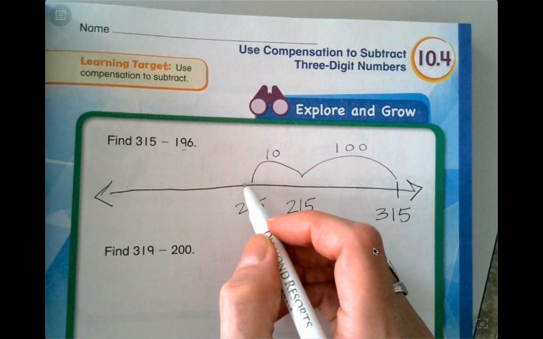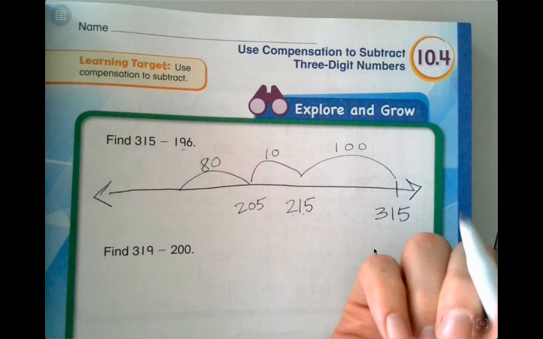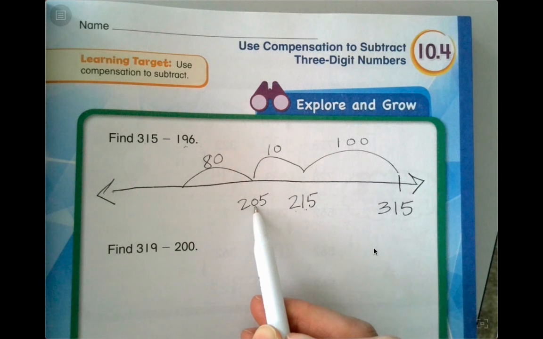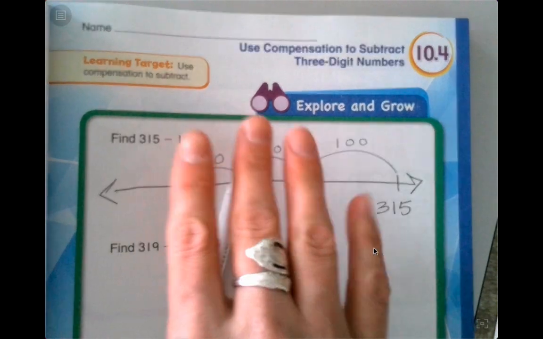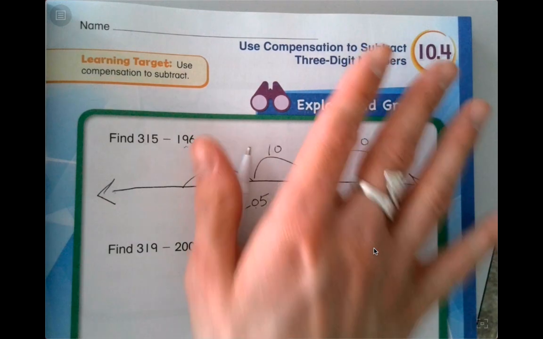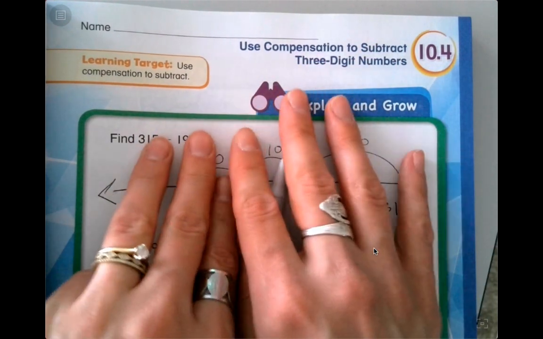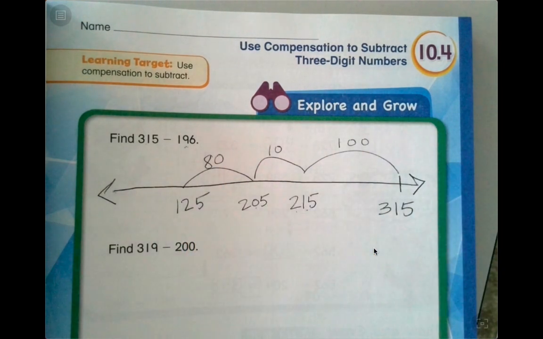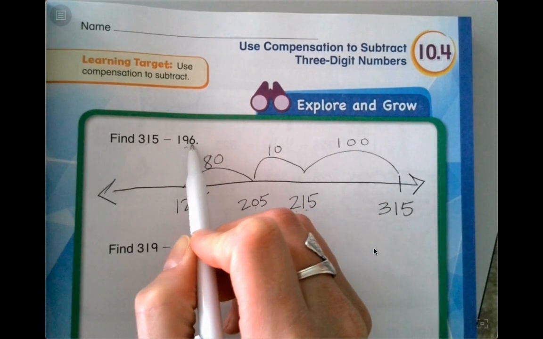86. No, just watch. And I'm going to go back 80. Okay, this one gets a little trickier. What's back 80 from 205? It's going to be in the 100s, right? 195, 185, 175, 165, 155, 145, 135, 125. I went back 80. Okay? And then I see the 6, and for some reason, I just want to go back 5.